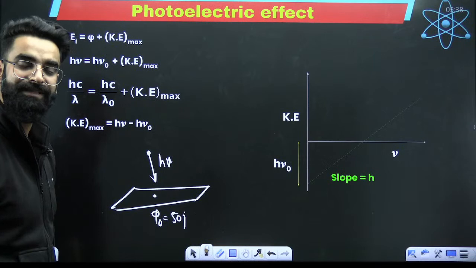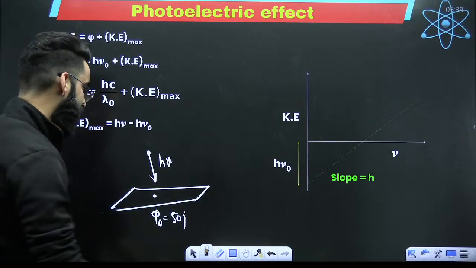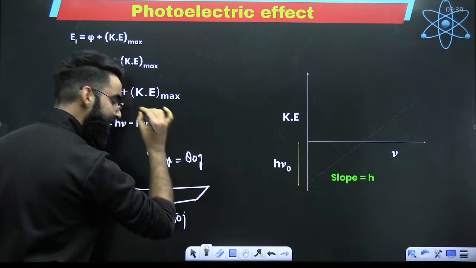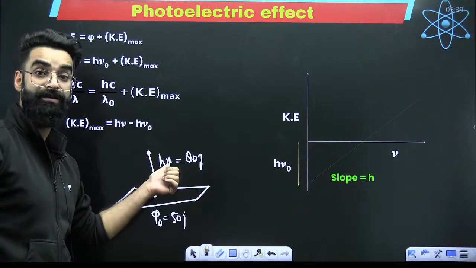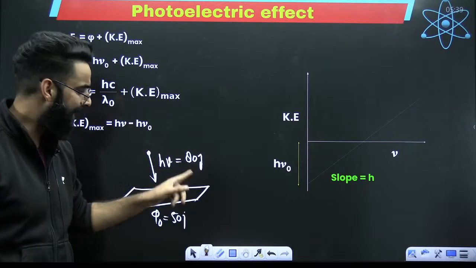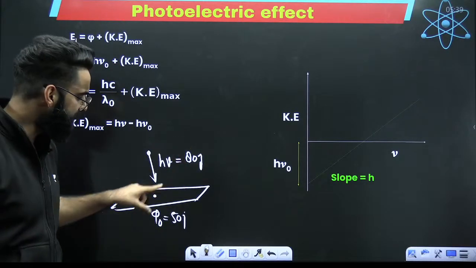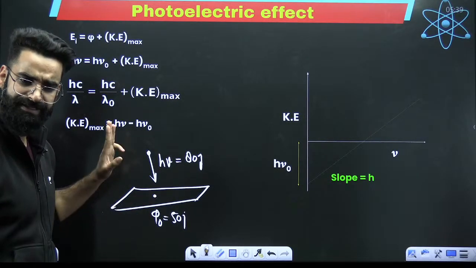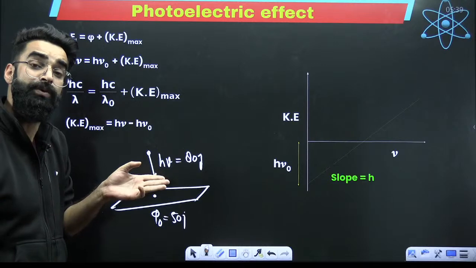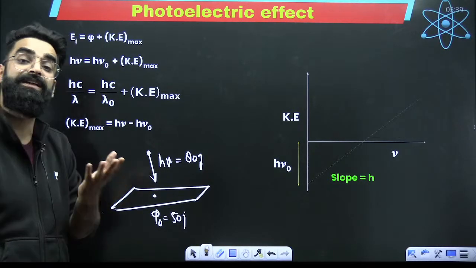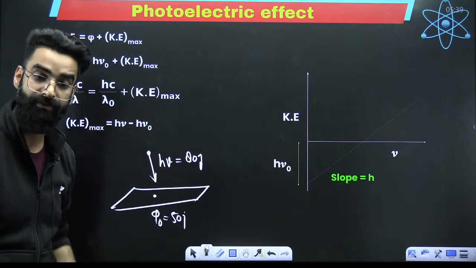Imagine that h nu value is equal to, for example, 80 joules. Sorry, the energy possessed by the photon, which is h nu, is equal to 80 joules. Out of 80 joules, how much is used to take the electron out? 50 joules. The remaining is 30 joules. Those 30 joules are imparted to the electron, in the form of its maximum kinetic energy after the emission.